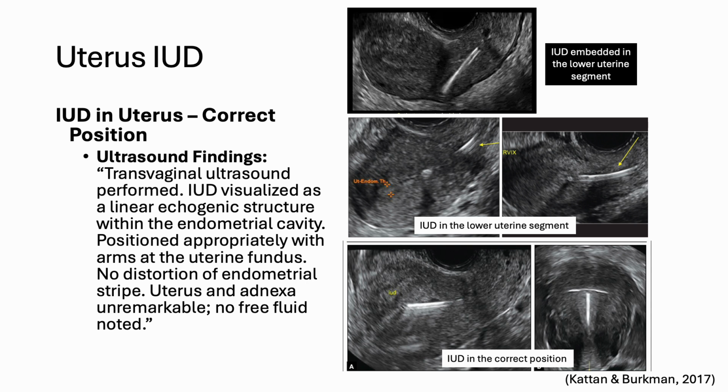And then you can see the other image showing the cervix, and you can't see the name, but it's cut off. It says cervix, so you can just see RVIX. And you can see the echogenic structure, which is the IUD that is in the cervix. And then the image on the top, it looks like the IUD is embedded in the lower uterine segment. So you can see that it is poking through the endometrial stripe into the uterine body. So this would be something that would need to be referred to the OB-GYN to be surgically removed.